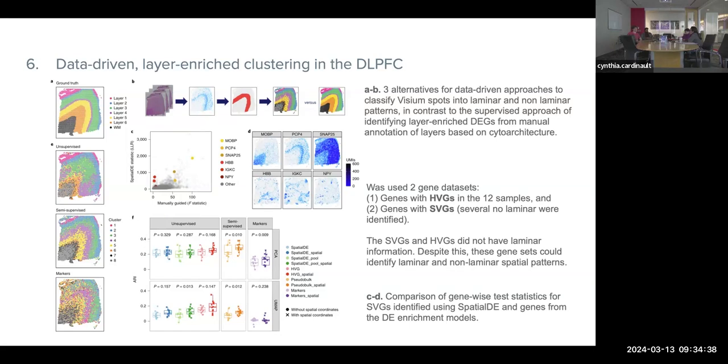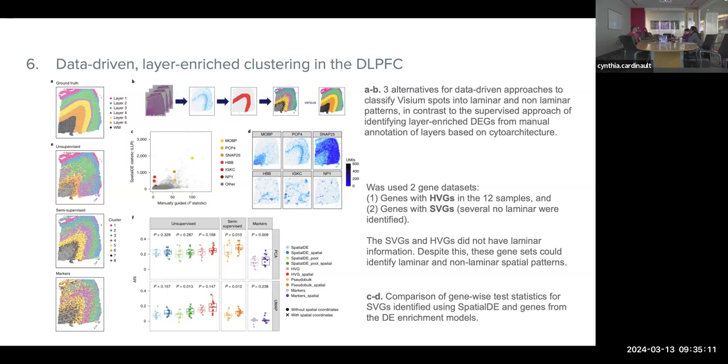that were labeled as laminar markers. For example, MOBP, PCP4 and SNAP25 are considered laminar markers that you can see here in panel D, that correspond to a specific layer. For example, MOBP is located in white matter. PCP4 is located, I think, in layer 5. And SNAP25 is a neuronal marker that is around layers 2, 3, and 4, I think.